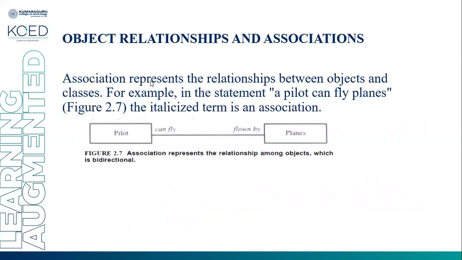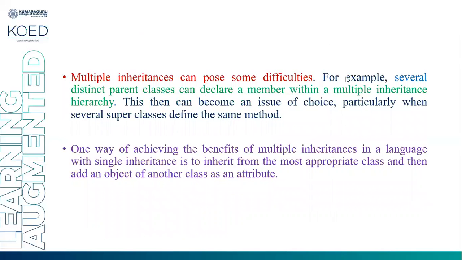Multiple inheritance generally poses some difficulties. So what are the difficulties? For example, several distinct parent classes can declare a member within a multiple inheritance hierarchy. For example, the parent classes may have an attribute and a method with the same name. This can be an issue of choice, particularly when several superclasses define the same method.